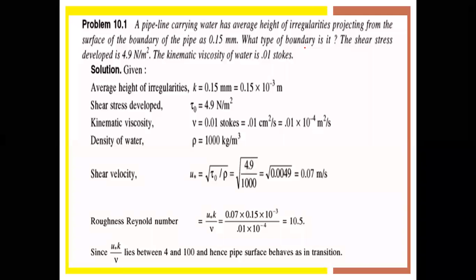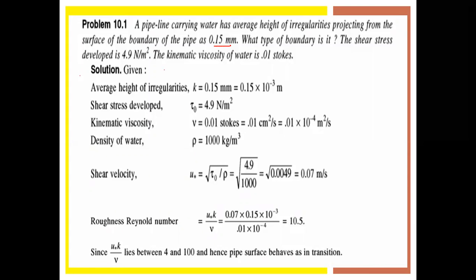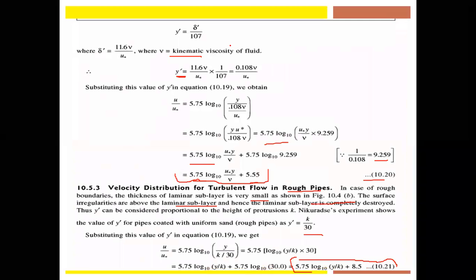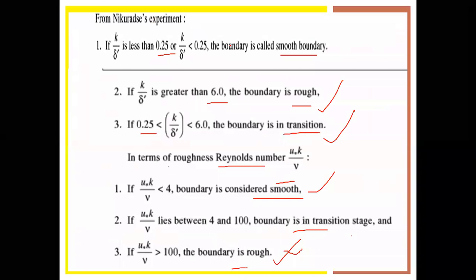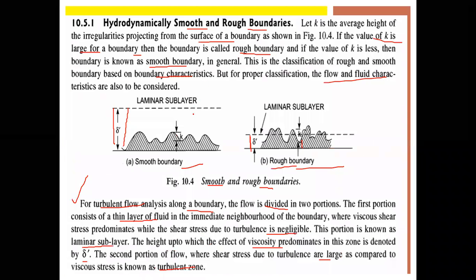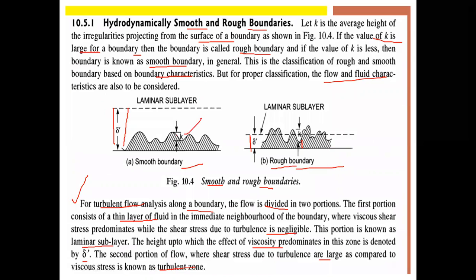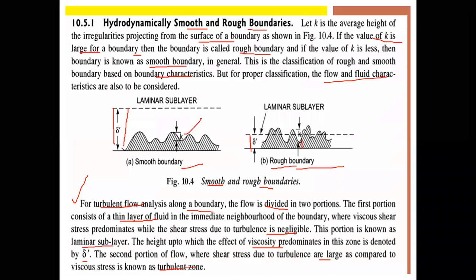Okay, right. Now see the first question. A pipeline carrying water has average height of irregularities projecting from the surface of the boundary of the pipe is 0.15. So what is the height K? ఇప్పుడు K irregularities గురించి మాట్లాడుతున్నాం. irregularities ఎంత ఇచ్చాడు? irregularities మనం దేంతో మెన్షన్ చేస్తున్నాము? K తో మెన్షన్ చేస్తున్నాం. K is a irregularity. ఓకేనా? K is a irregularity.